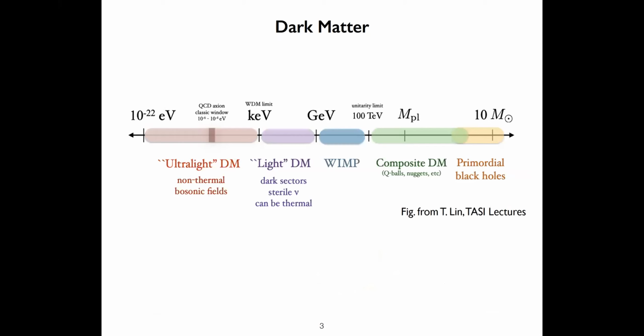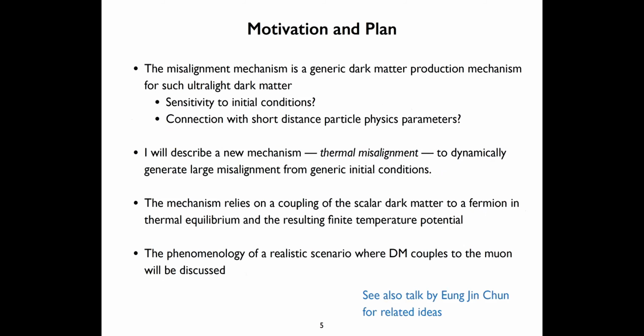There's already a vast landscape of possible dark matter candidates, theorists are still exploring this landscape vigorously to try to find new ideas. For the purposes of this talk, I'm going to be focusing on the ultralight dark matter regime, where dark matter is a bosonic field. So here's the motivation and plan.